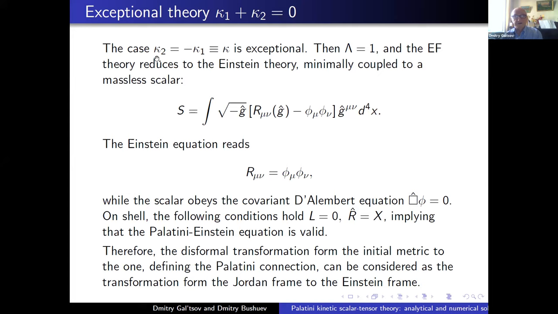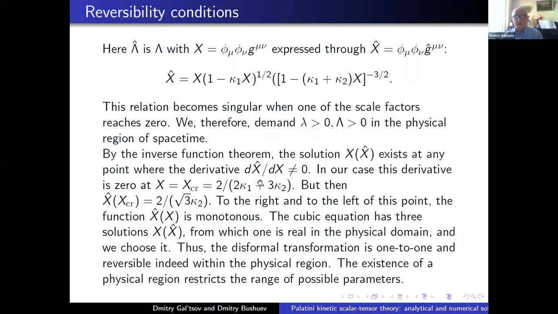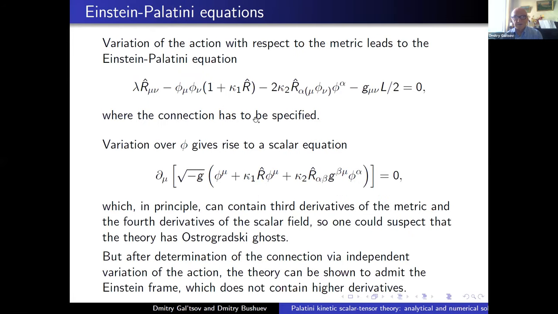And there is an exceptional case when kappa one is opposite to kappa two. And then the Einstein equation becomes that way. It is a minimal theory, which is especially fortunate. And the scalar obeys a simple Klein-Gordon equation. After that, you can check that the Palatini equations are in their original form. They are indeed satisfied that way.